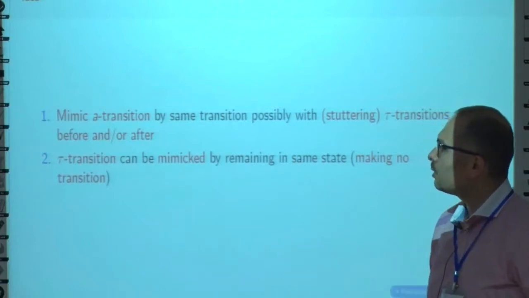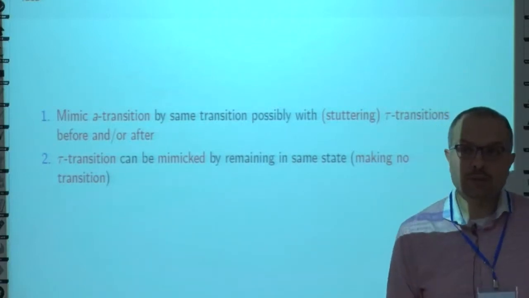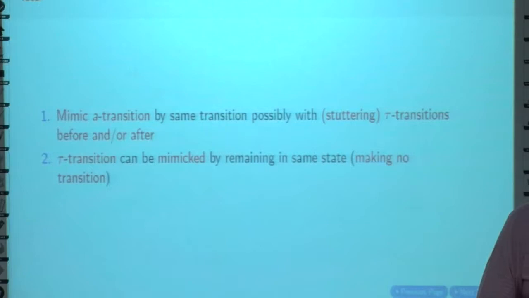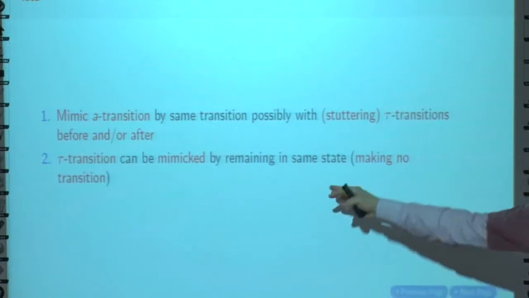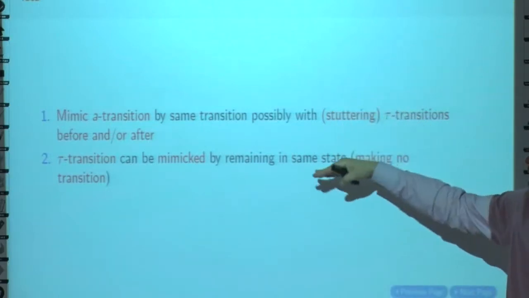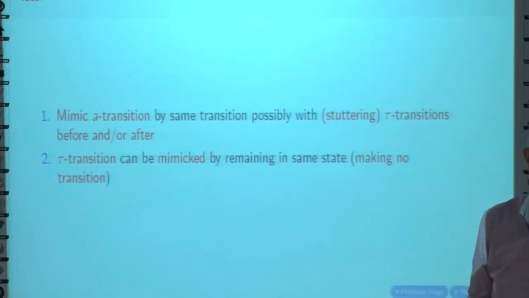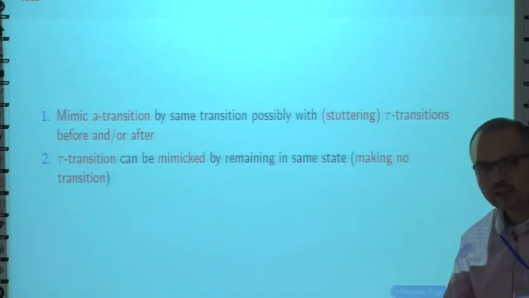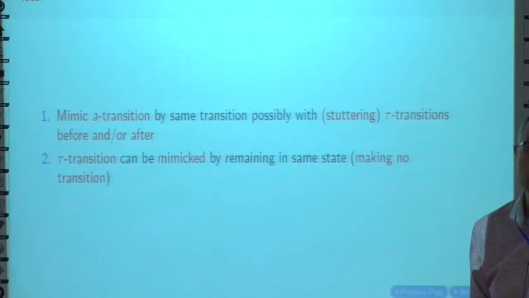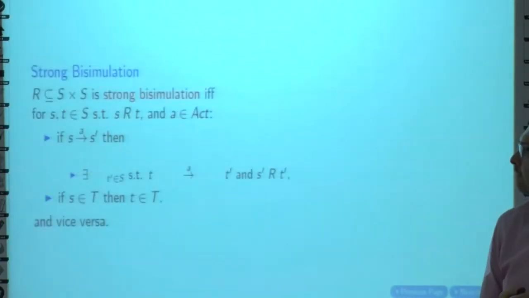And if one side can do a tau transition, the other side can mimic it by either doing another tau transition or doing nothing. Doing a tau transition is actually covered already here, so doing nothing is the only addition, basically, right? If I do an internal action, I can do nothing because that's not observable. So this is bisimulation as we knew it from the past.